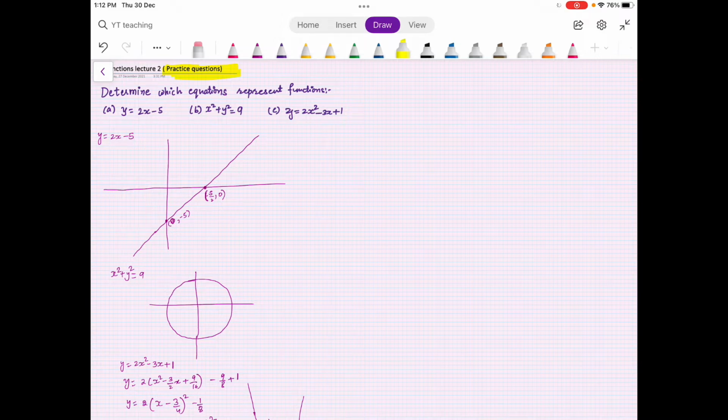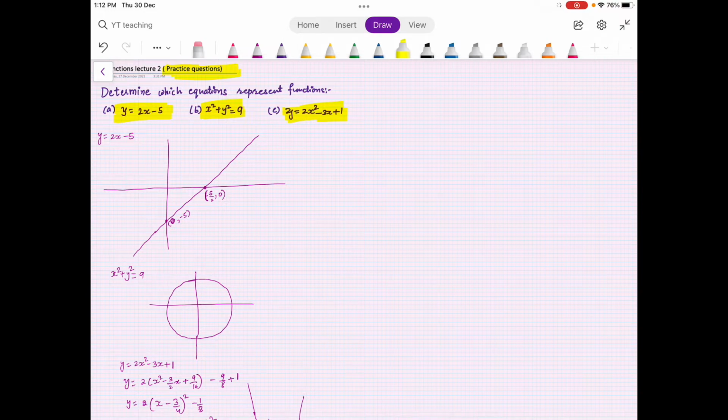Here you see: determine which equations represent functions. We are given three equations. y is equal to 2x minus 5. Then x square plus y square is equal to 9. And another one, y is equal to 2x square minus 3x plus 1. We want to know which of these equations actually represents a function.